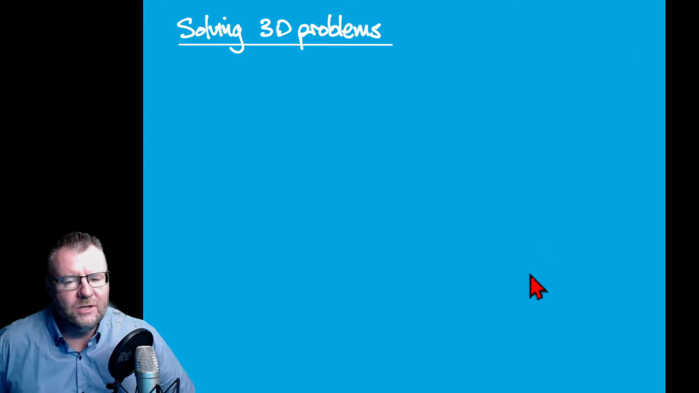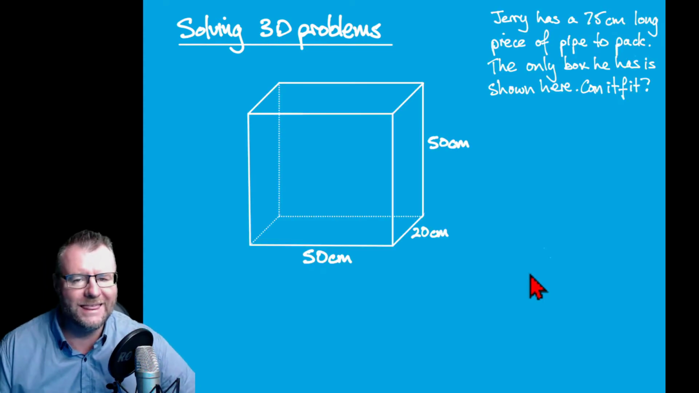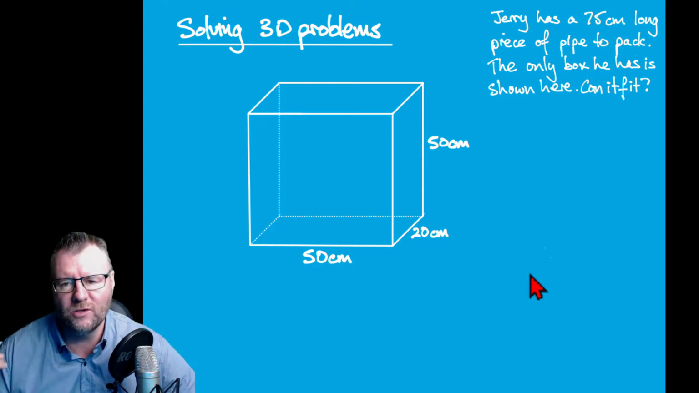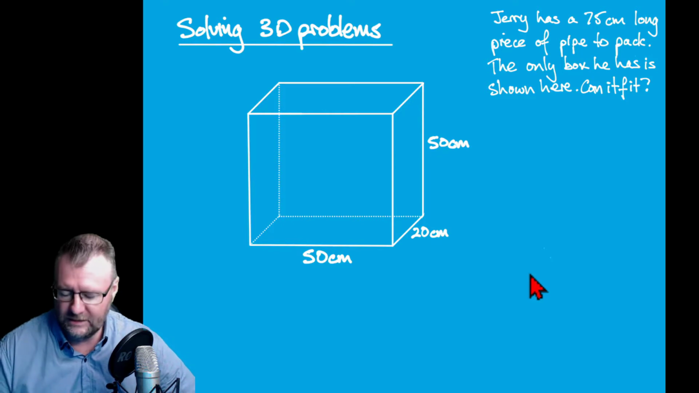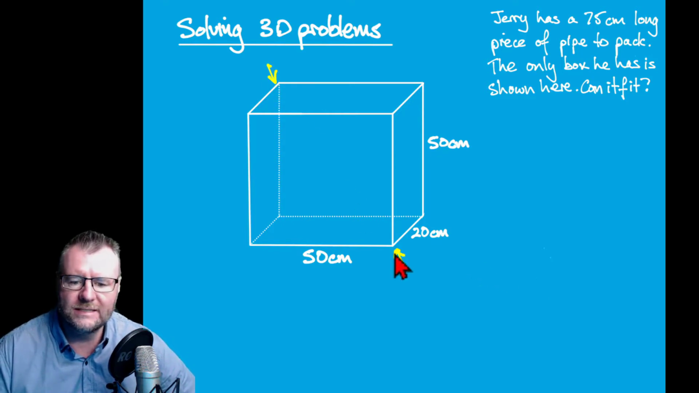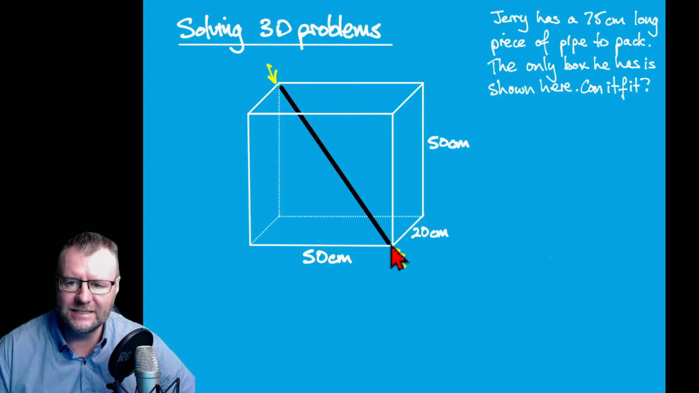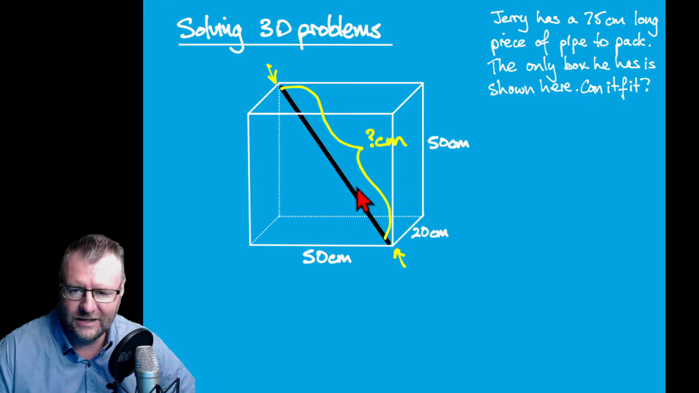Alright, let's talk about using Pythagoras theorem to solve three-dimensional problems like this one. Jerry has to post this 75cm long piece of pipe. This is the box that he's got. Will it fit in there? So in other words, this corner down to this corner needs to be at least 75 centimeters so that the black pipe here can fit inside the box.